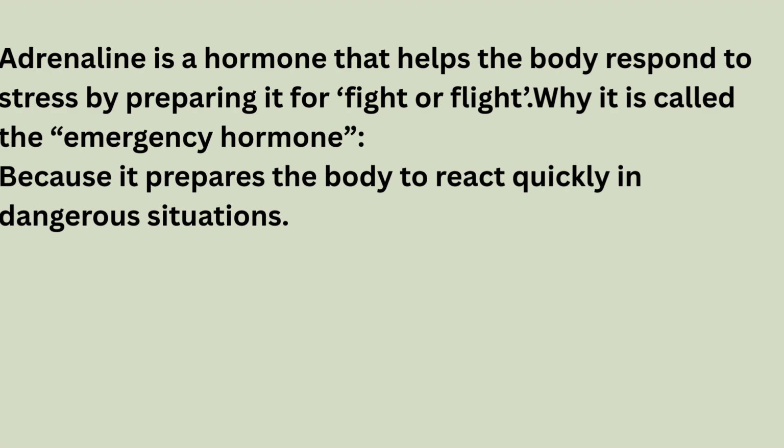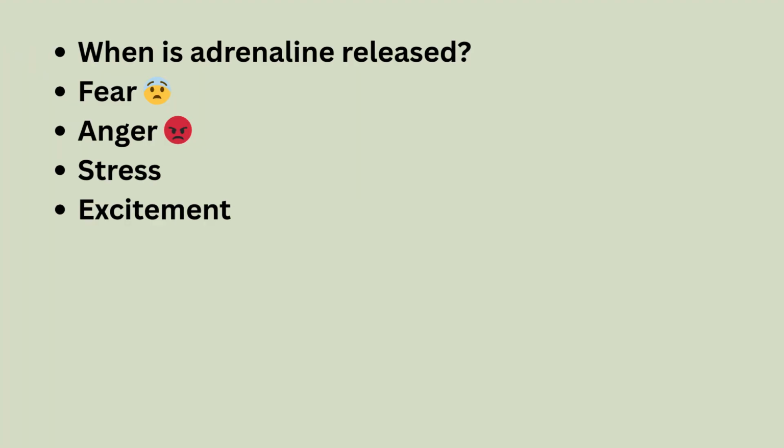Why is it called the emergency hormone? Because it prepares our body to react quickly in any dangerous situation. Because we don't have to waste time and immediately we have to react whenever we are in any emergency situation. That's why it is the emergency hormone. It is released in events of fear, anger, whenever there is stress and whenever there is excitement. These are the different situations when it is released.